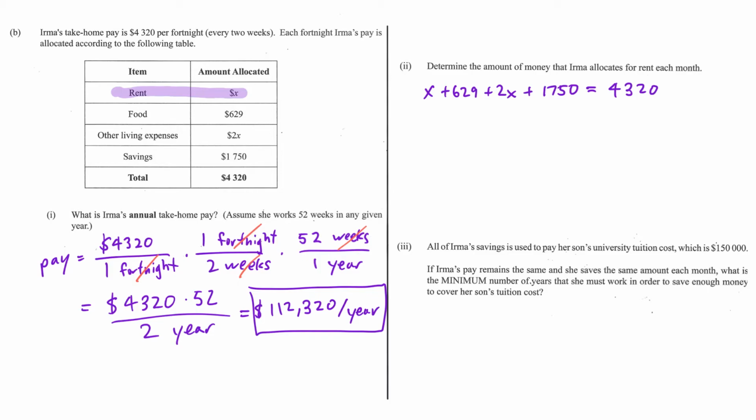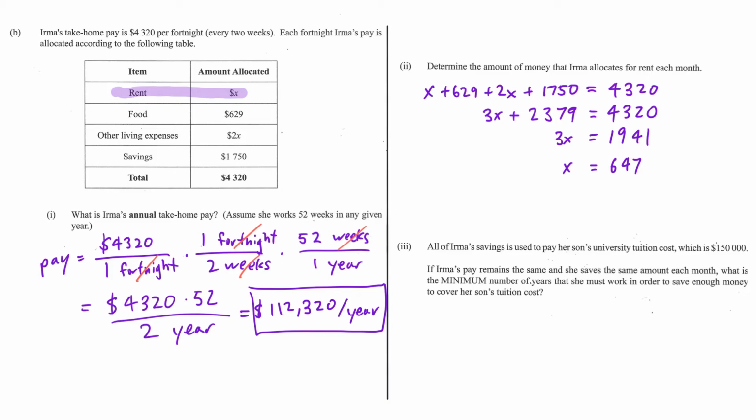This gives us an equation which we can use to solve for x. Combining the like terms on the left, we have 3x plus 2,379. This is equal to 4,320. Subtracting 2,379 from both sides, we get 3x equals 1,941. Then to get x all on its own, we divide by 3. So x is equal to 1,941 divided by 3, which is 647. This tells us that Irma allocates $647 for rent every fortnight.